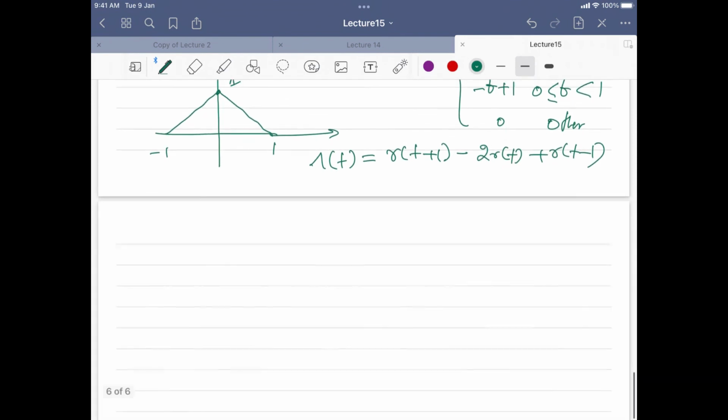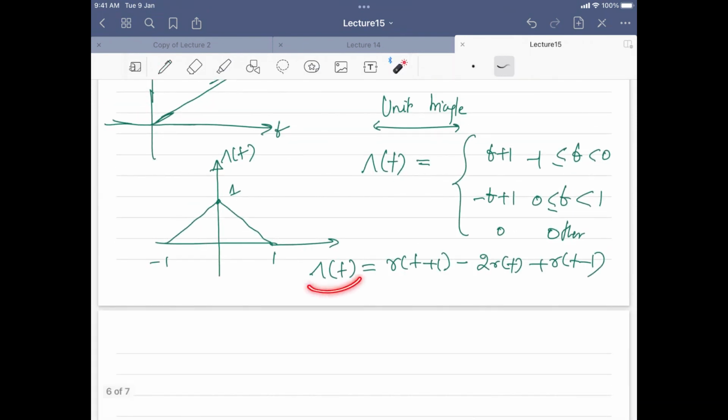So you can see a triangle can be represented in terms of ramp functions like this. Can anyone tell me how I have written this? Sir, first you have shifted the ramp to the left side, that is by doing r(t+1). Okay. Then, sir, you have done r(t-1) with a negative sign to invert the ramp. So r(t-1) is not there, right? Only r(t) is there, right? Yes, sir. So what is this doing?